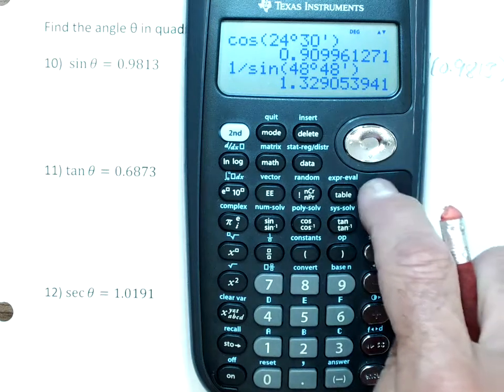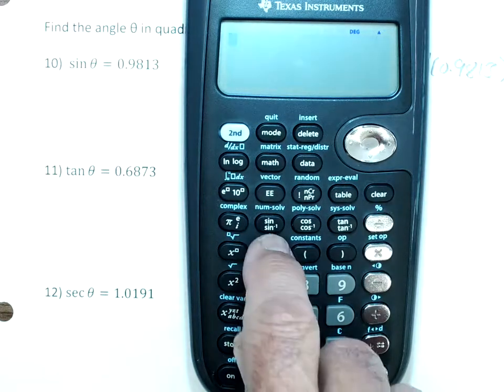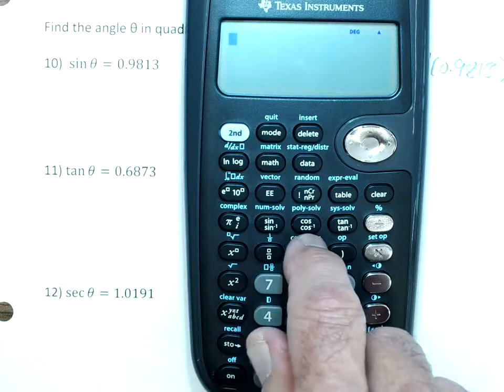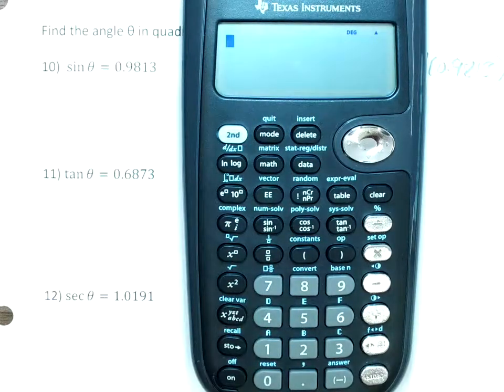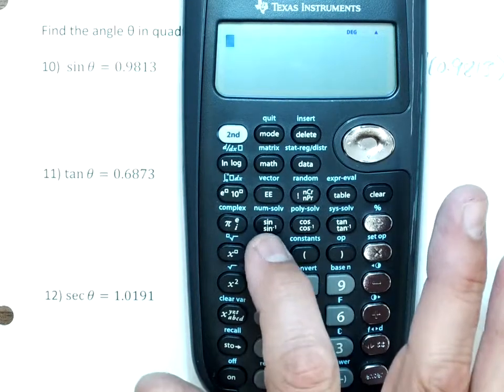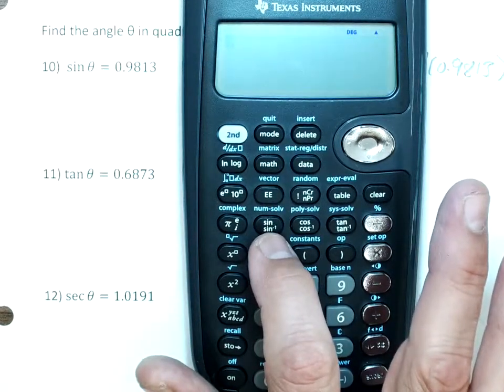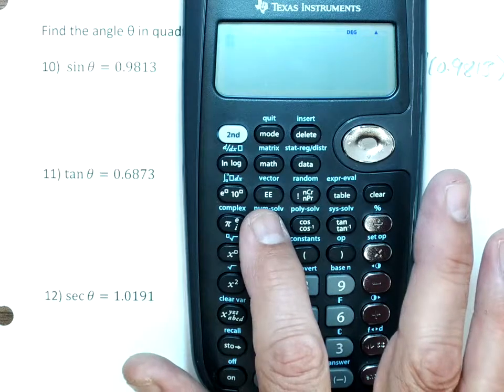All right, so I'm going to clear this out. Now we've got the sine and inverse sine here. We want the inverse sine of 0.9813. It's a little tricky. To get to the inverse, you notice this button actually has two functions on it. To get the inverse sine, hit that button twice.